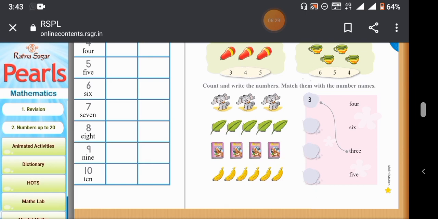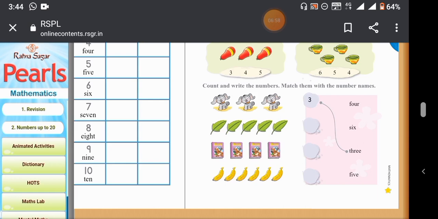So second, you should observe the second picture, children. So there are some leaves. How many leaves are there? 1, 2, 3, 4, 5. So there are 5 leaves. So you should write 5 in the circle. Then you should match that 5 with the number name. FIVE, 5.